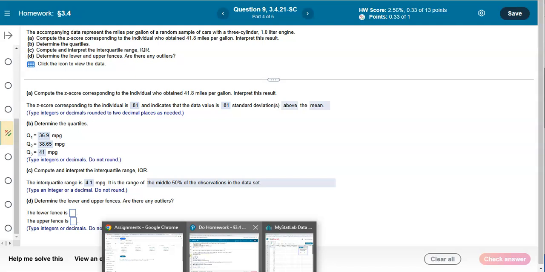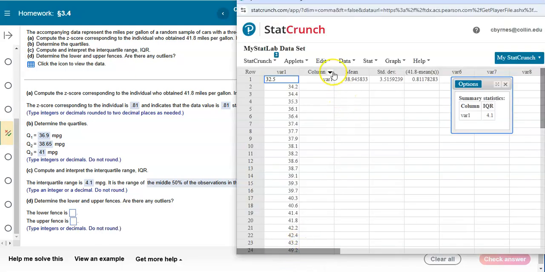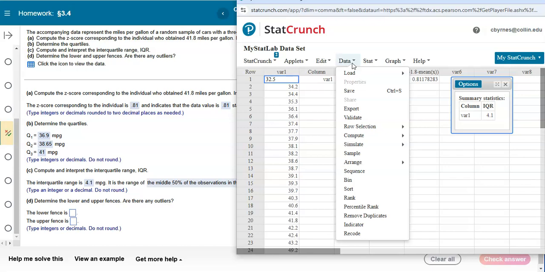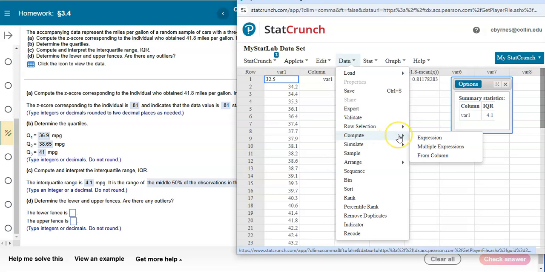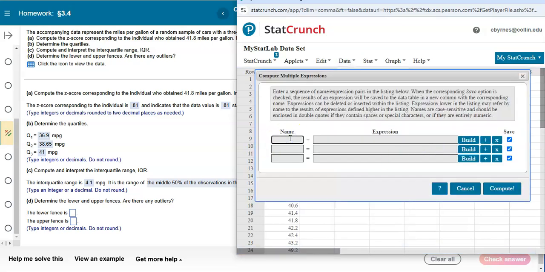For the fences, since that uses quartile 1 and quartile 3, those are going to be easy to find. We actually already have them, and I'm going to do something a little different here. I'm going to go Data. I just want to use StatCrunch as a calculator because I don't have my calculator handy. I want to compute multiple expressions right here. I'm going to find the lower fence. I'm just going to call it lower. For the lower fence, what I need to do is take quartile 1 of my data set, which is called var1.